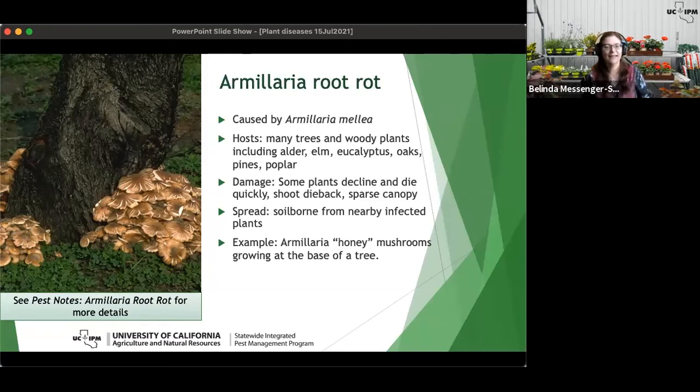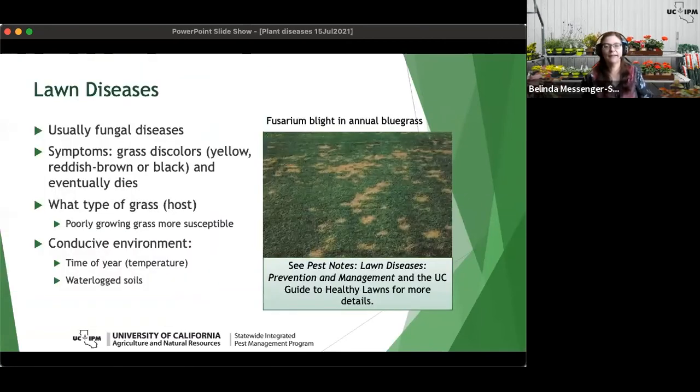Okay, next slide. Lawn diseases. This is a huge, huge topic. They're usually caused by fungi or oomycetes. The grass turns yellow or brown in patches. There are many similar appearing lawn diseases. So the first thing you want to know is what kind of grass is showing those disease symptoms, and that will help you narrow it down.